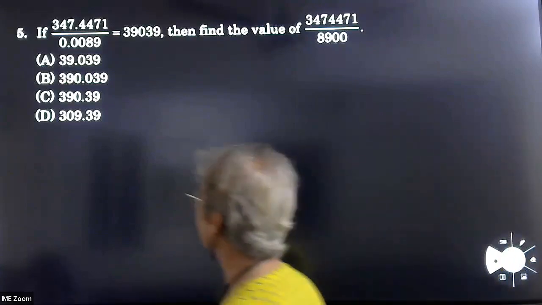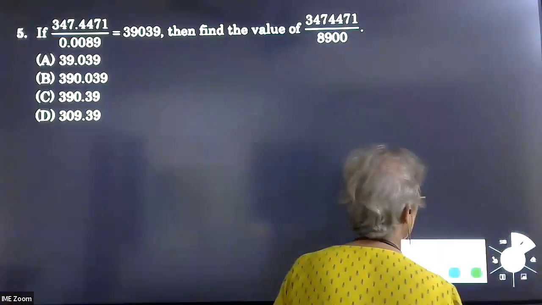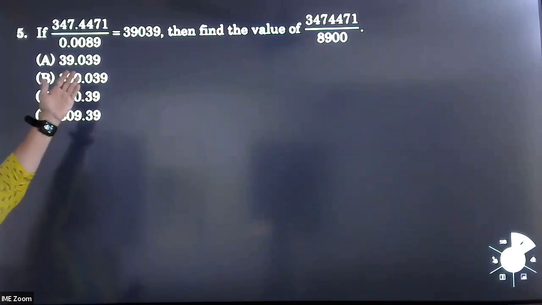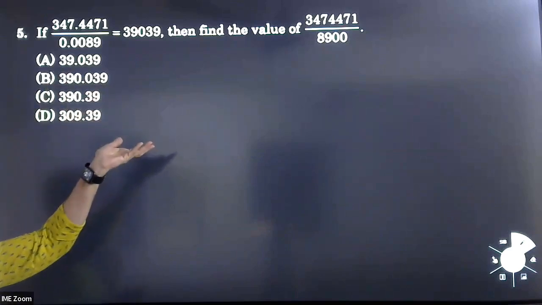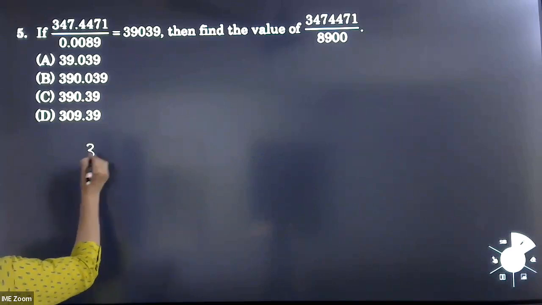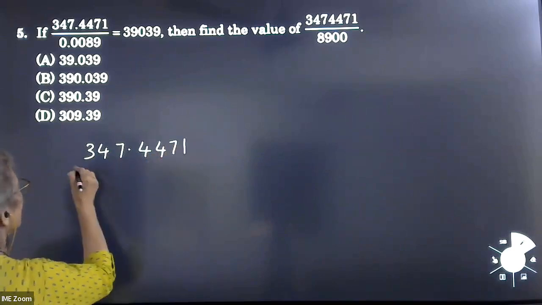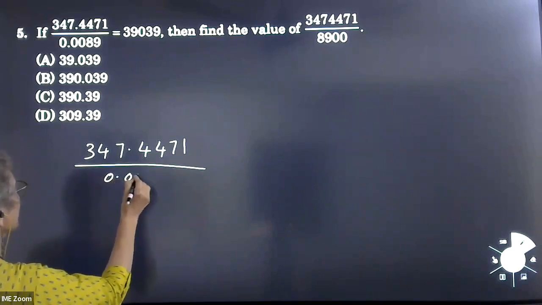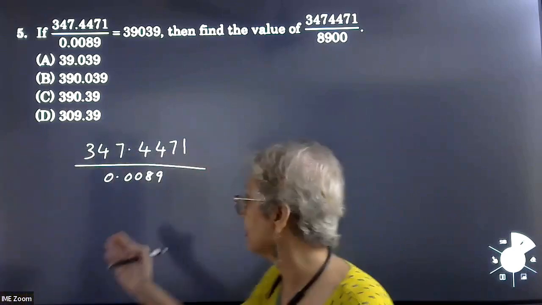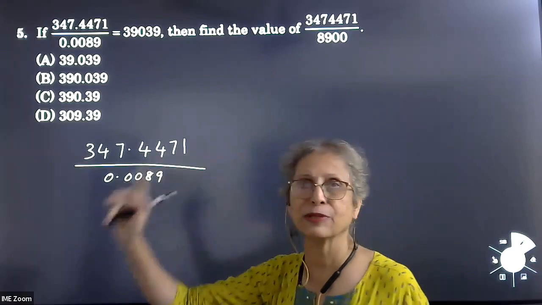Look here. The given sum is 347.4471 upon 0.0089. See, you will think that, oh wow, what a complicated number, how can we do this type of division. But see, I will show you the easy method. In such sums, the denominator is a very complicated number, right? Decimal fraction. So let us first remove the decimal fraction.